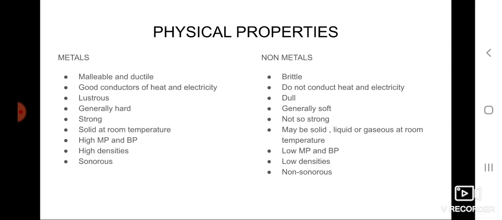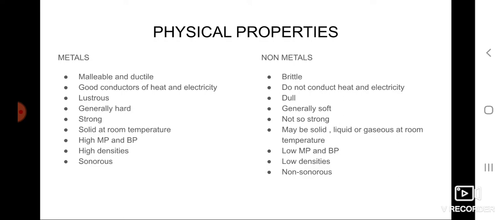The metals lose their shine or brightness on keeping in air for a long time and acquire a dull appearance due to the formation of a thin layer of oxide, carbonate or sulfide on their surfaces. Next property, metals are generally hard except sodium and potassium, which are soft metals which can be easily cut with a knife. Next, metals are strong.